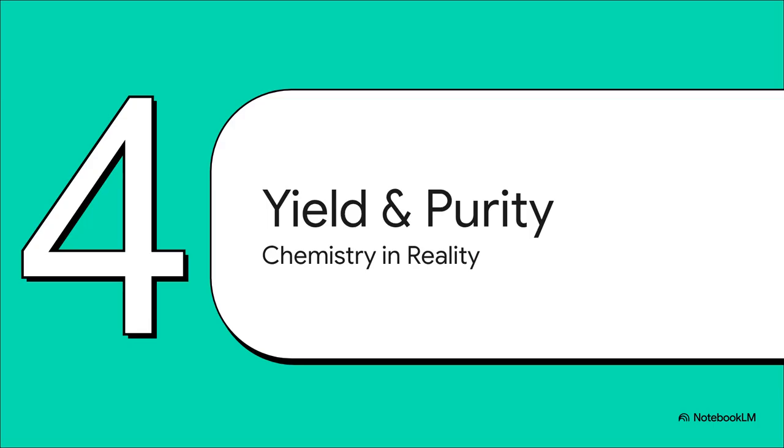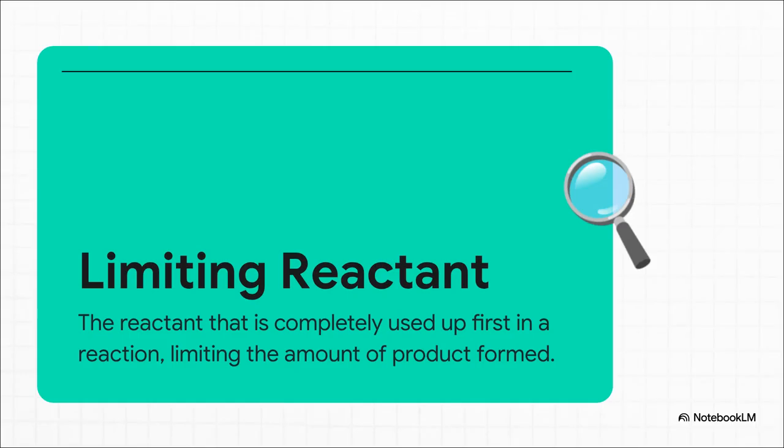Okay, but just like when you're cooking, things in a real lab don't always follow the recipe perfectly. So we need to talk about what happens when chemistry gets real. Let's go back to our smoothie. The recipe says you need 2 bananas, but you only have 1. Well, you can have a mountain of oranges and grapes, but as soon as that single banana is gone, you're done. You can't make any more smoothie.